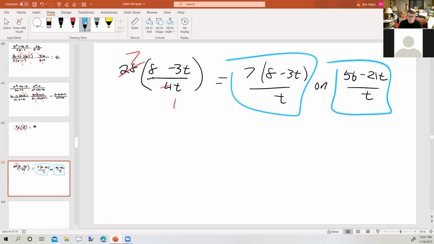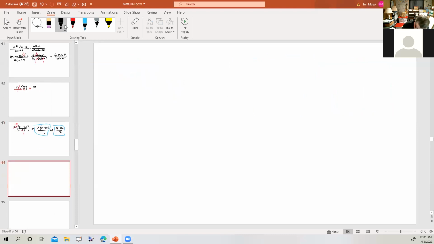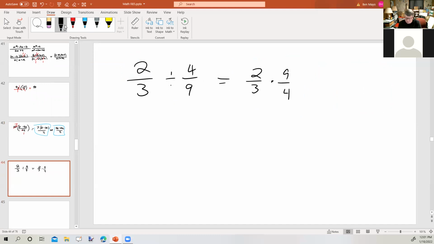Now, we've looked at multiplying algebraic fractions or rational expressions. What about dividing? Well, recall when you divide one fraction by another, it's the same as multiplying by the reciprocal of the divisor. So 2/3 divided by 4/9 is like 2/3 times its reciprocal 9/4. At this point, I could reduce this down to 3/2. So dividing fractions, change it to multiplying by the reciprocal of the divisor or the second fraction.